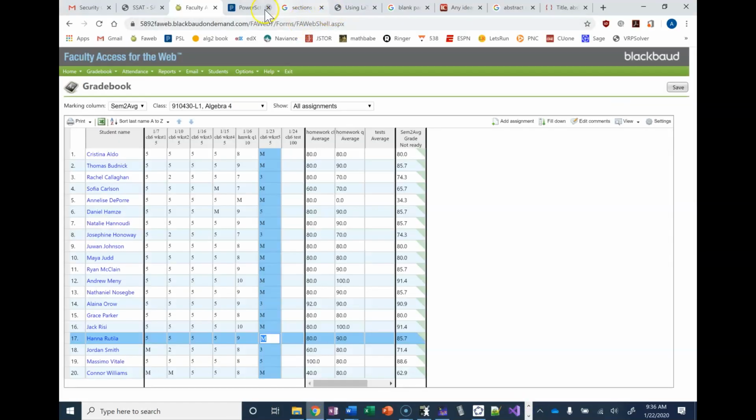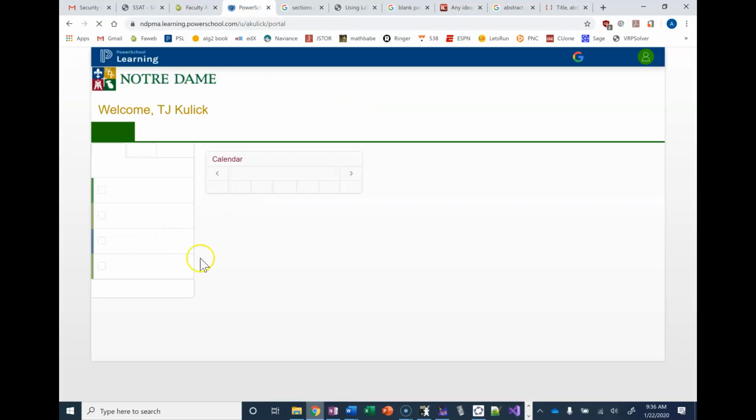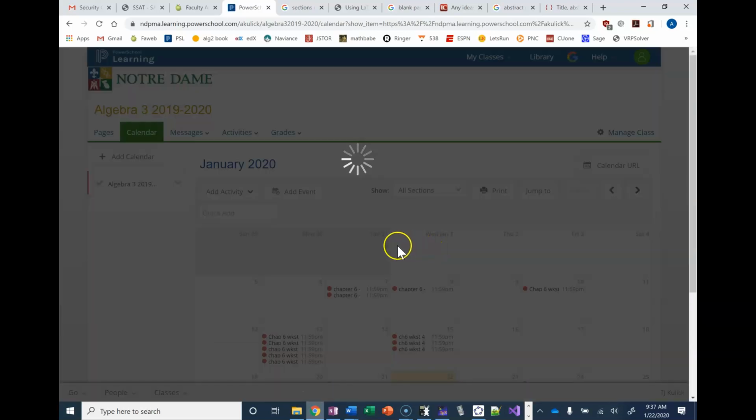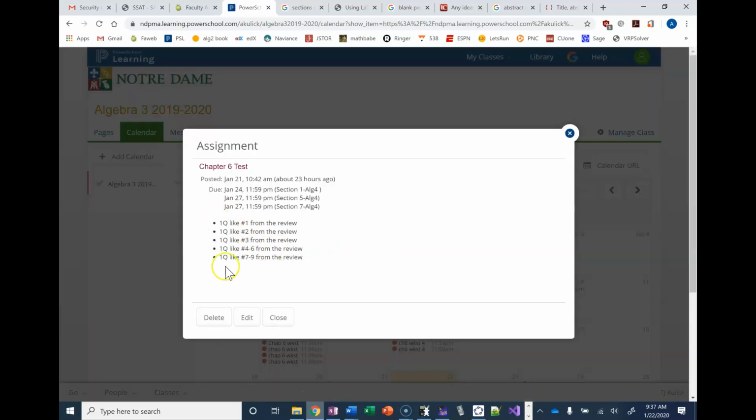So again, if you go to the PowerSchool page and look at the test assignment, that same information that I just went over aloud for you is on your PowerSchool page as well. If you go to the calendar, excuse me, it's on the calendar. Okay?